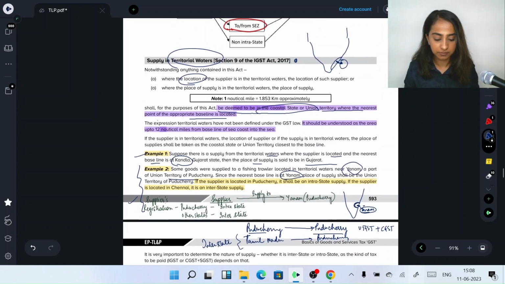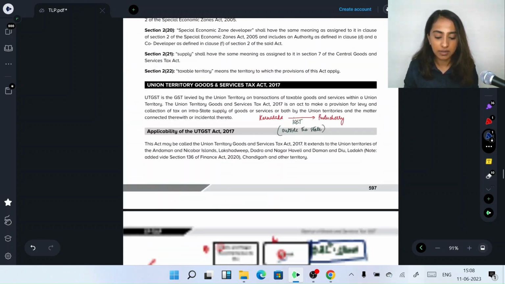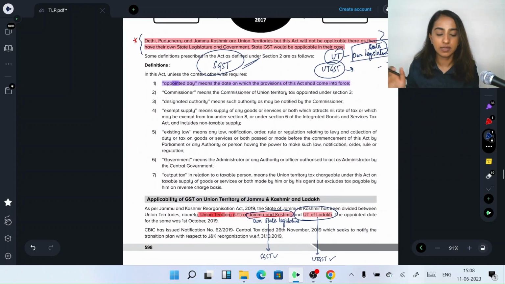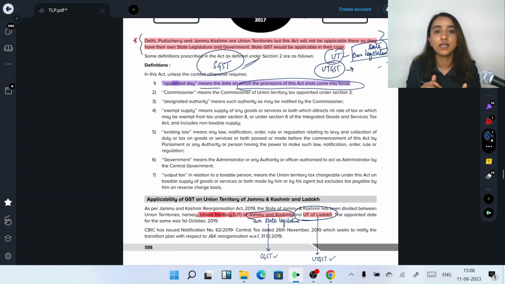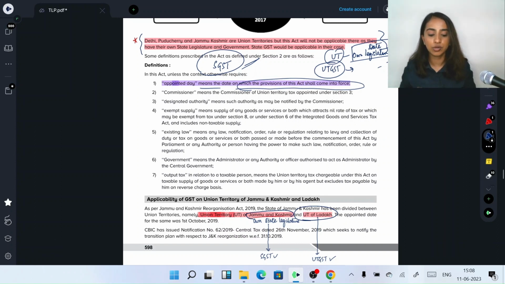I've marked it somewhere. Okay, never mind. Appointed day is the day you're actually making the transition. Here it means the date on which the provisions of this act shall come into force. Provisions of which act? Of the GST Act, which is actually going to come into force. So you are carrying that credit from the older indirect tax regime to the newer indirect tax regime.